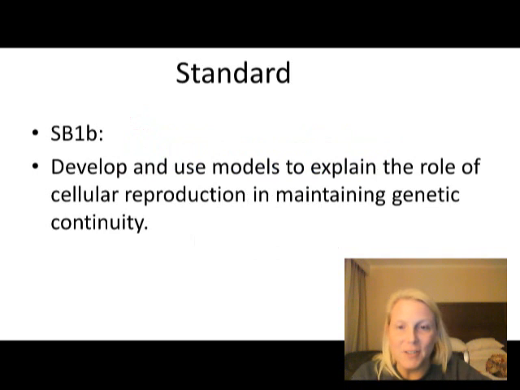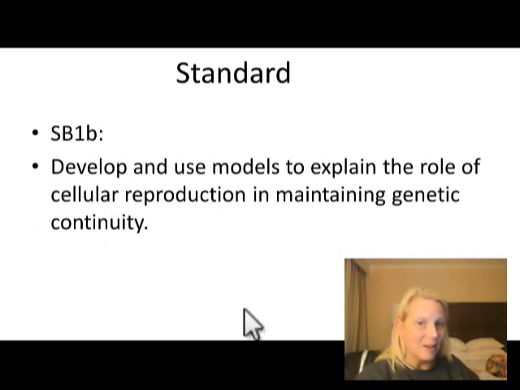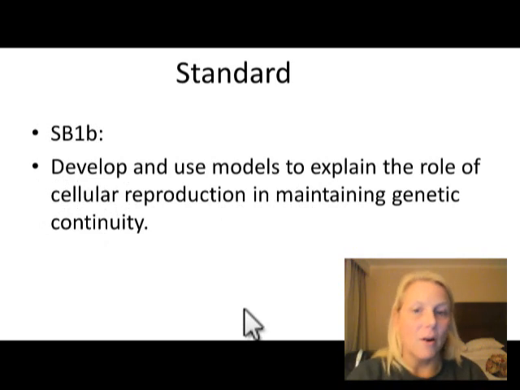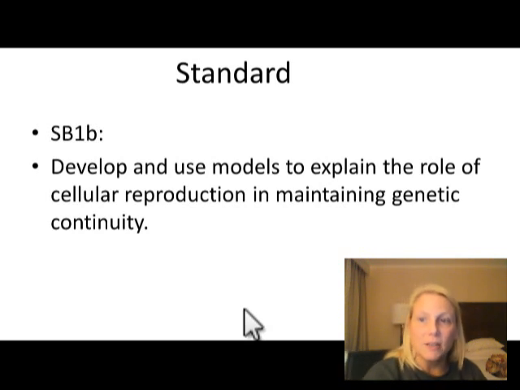SB1B, we're still on that first standard, but we need to be able to notice these keywords: develop and use models. Okay, that doesn't mean me developing and using models. That means that you all are supposed to be able to take the information that you know, develop and use models. So we'll practice more with that. But we want you to be able to explain the role of cellular reproduction in maintaining genetic continuity. Okay, so cellular reproduction, it means cells reproducing.